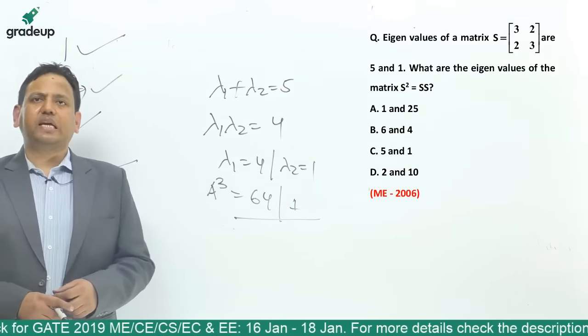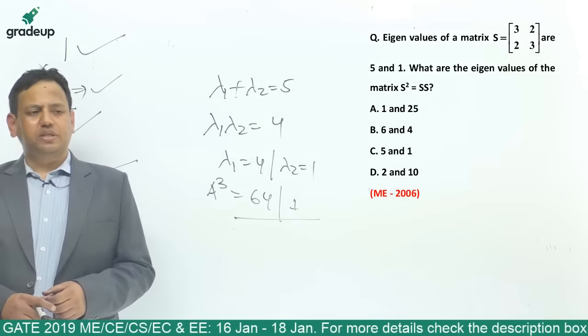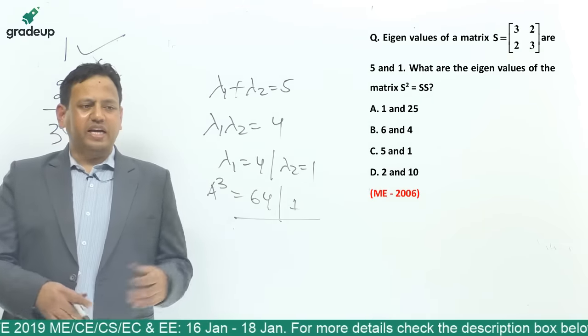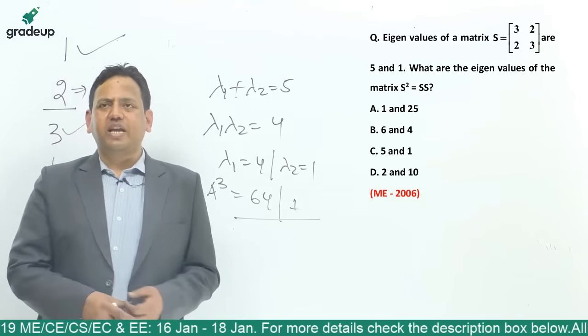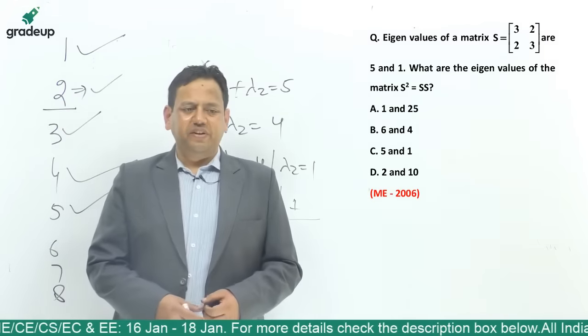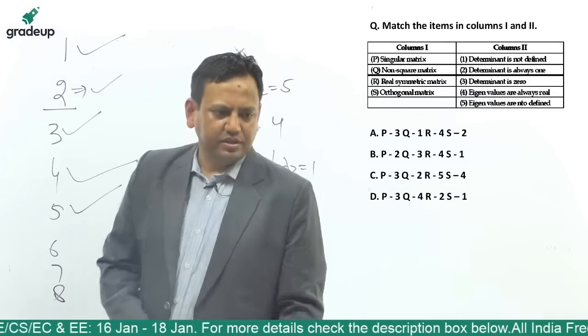Now answer the mechanical 2006 question. Eigenvalues already given 5, 1. So square it. 25 and 1. A is the correct answer.